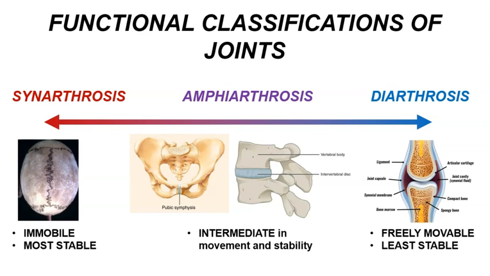Amphiarthroses are joints that have some limited mobility. Examples of amphiarthroses are the pubic symphysis, as well as the intervertebral discs in the vertebral column.